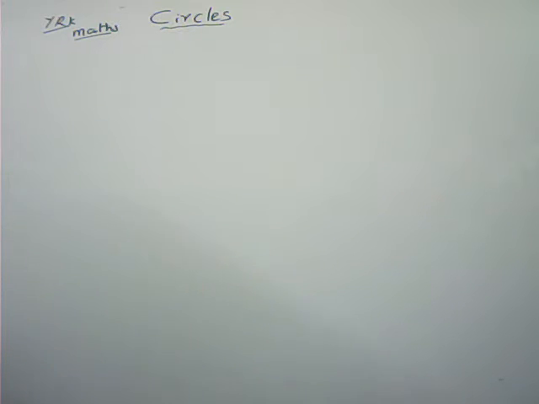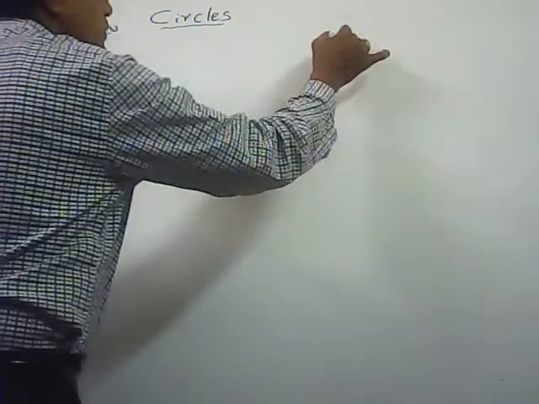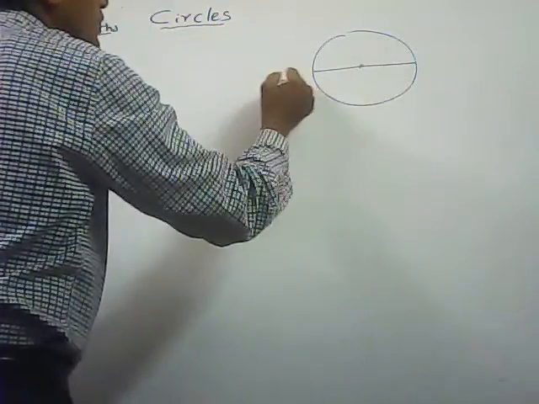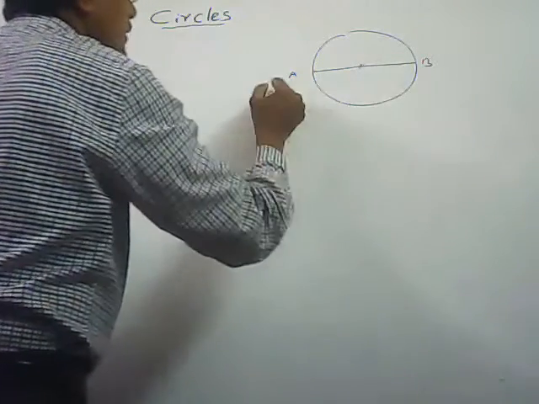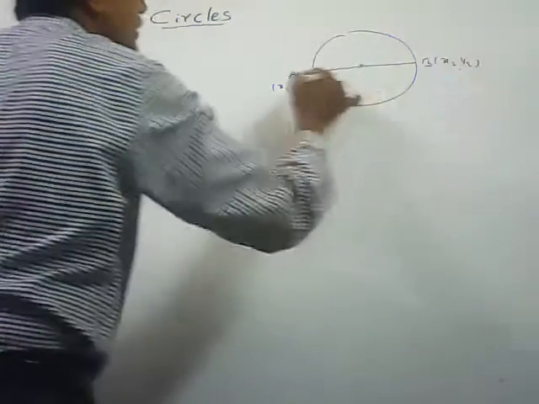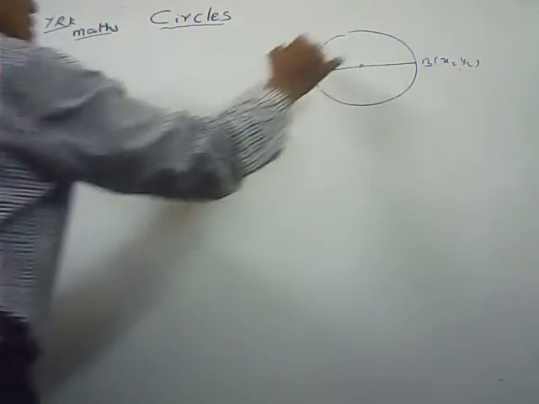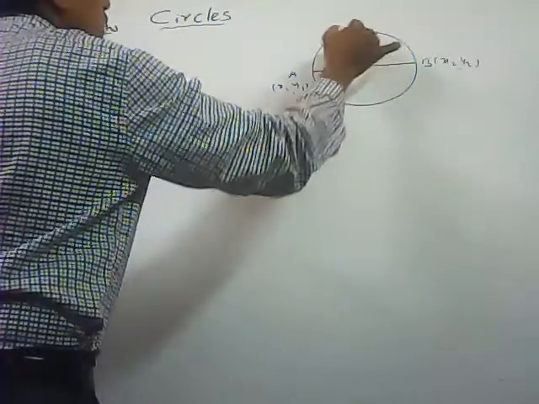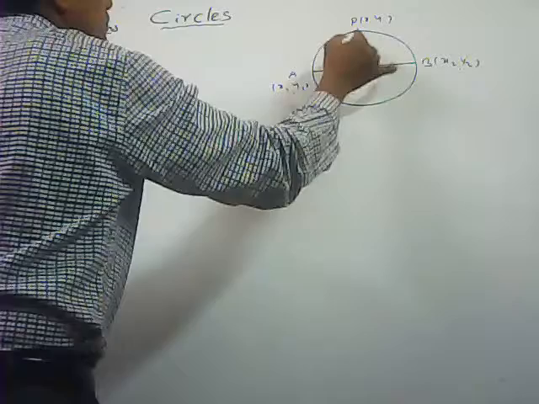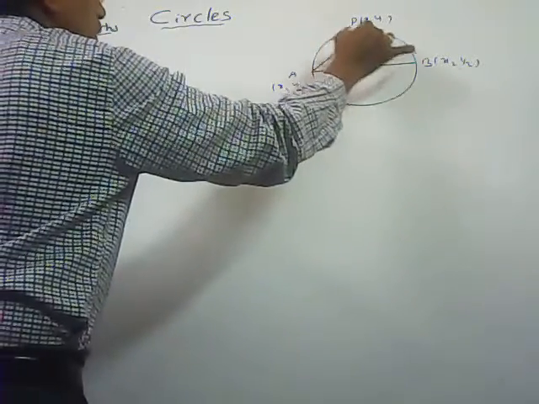Next one: the equation of the circle having x1, y1 and x2, y2 as the extremities of a diameter. The equation of a circle whenever they give the end points of the diameter. Here A, B, here x1, y1, x2, y2, the end points of the diameter are given. How to find the equation of the circle? Here you can take any point on the circumference of the circle. I am taking x comma y and joining it to the end points of the diameter.